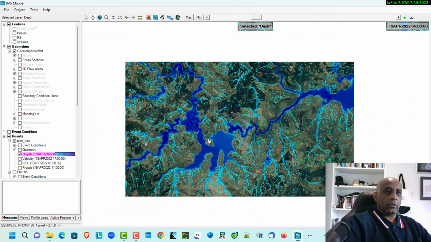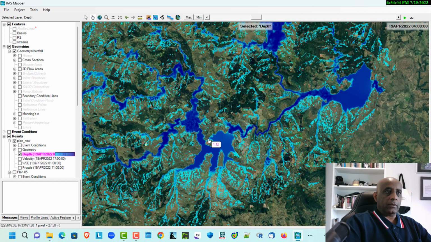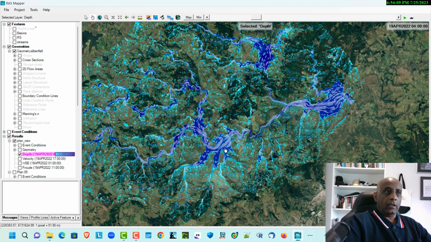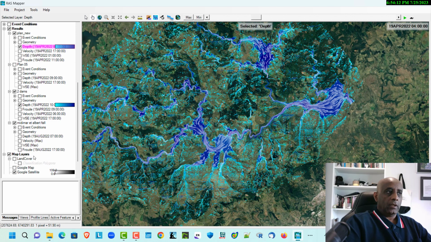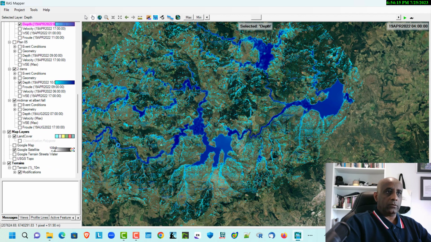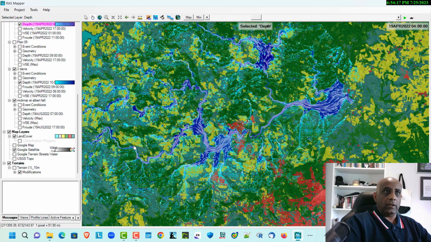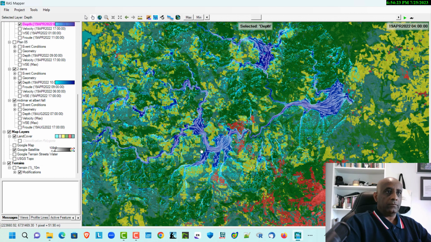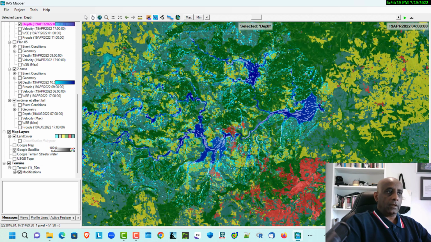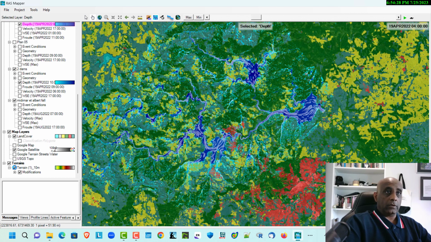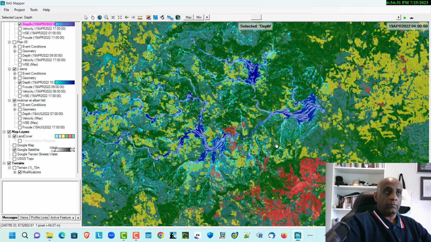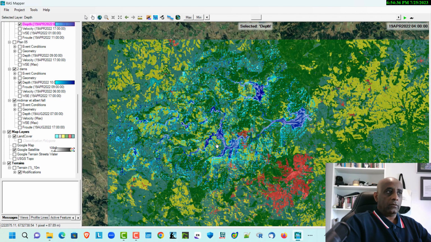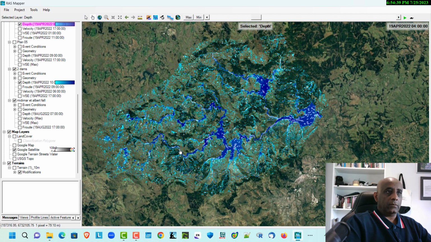So to run this, I need some data: precipitation data, and also land use and land cover data to calculate the N value, the Manning roughness coefficient, and terrain data as well, the digital elevation model. So this is the result I obtained.